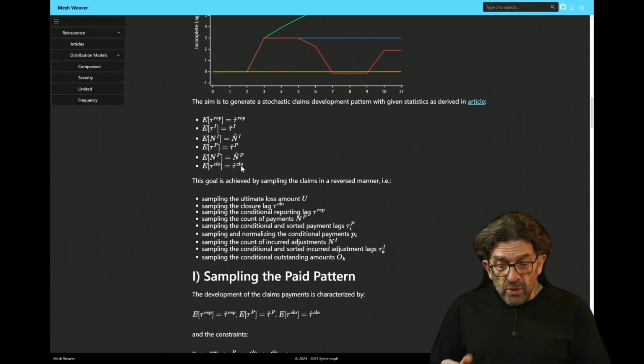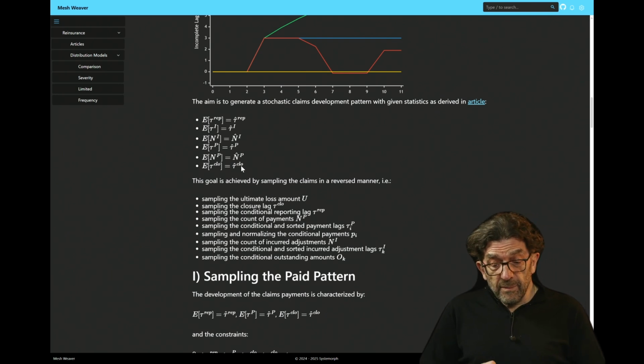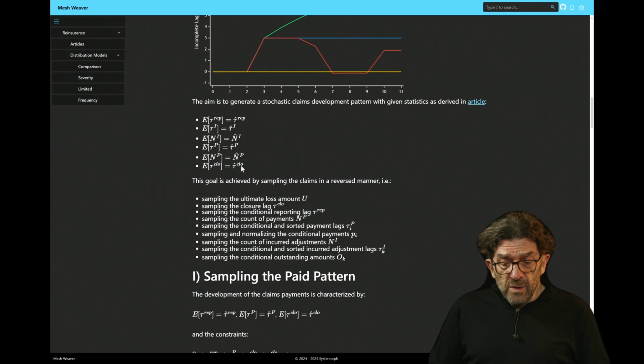The approach I choose here, of course, there's many different ways to do it, but I said the easiest for me is if I do it in a reversed manner. So I start at the end, and then I work my way to the front. So the first thing I sample is the closure lag. I have the expected value. I also define an upper limit.